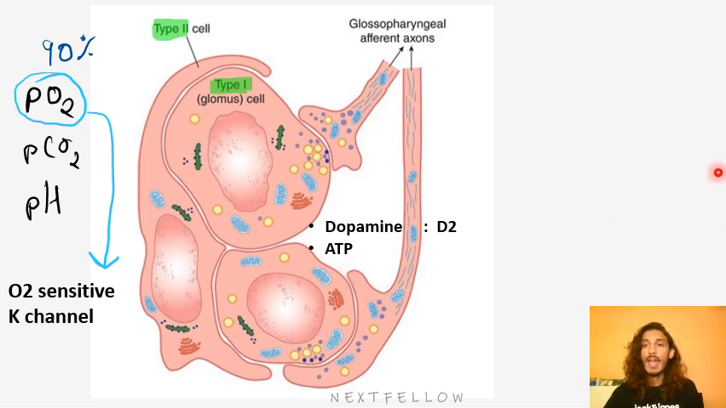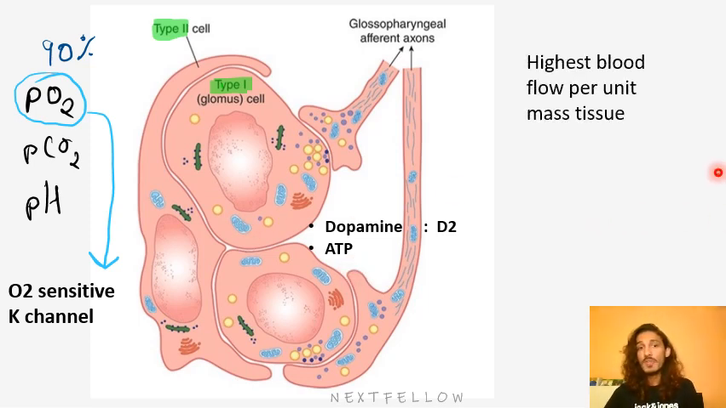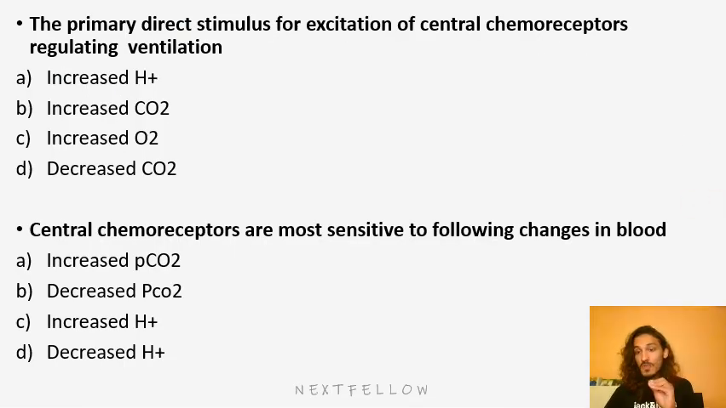Okay, and also know that this carotid body has one of the highest blood flow per unit mass of tissue in your body. Okay, so that is another thing. So what you have to understand is every point that I mentioned in the previous slide, each of them was important. Each word I was saying was an important question. Okay, so let's look at the next question.